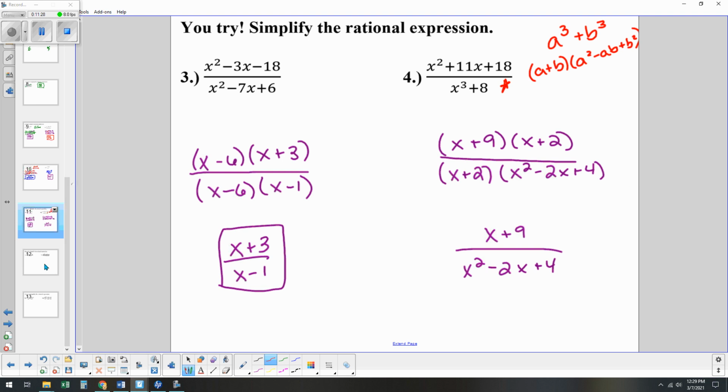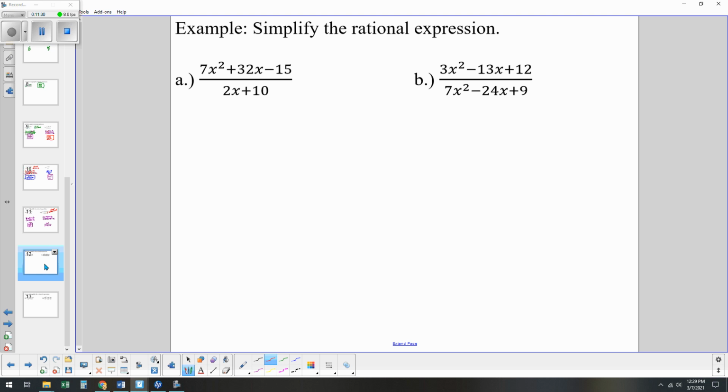All right, we're just going to keep practicing, but now we're going to have some that have a greater than 1. So that means the factoring is just going to take a little longer. So if I want to factor this top, I'm going to do 7 times negative 15, and I get negative 105. So negative 105, we're going to find a positive and a negative because it multiplies to a negative.